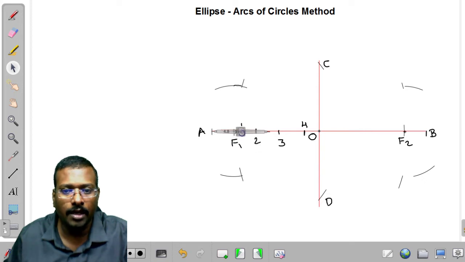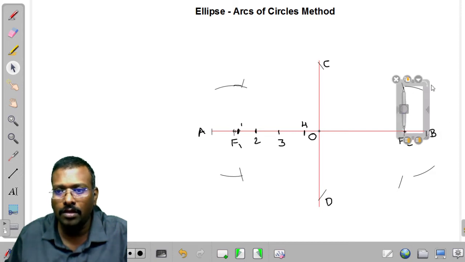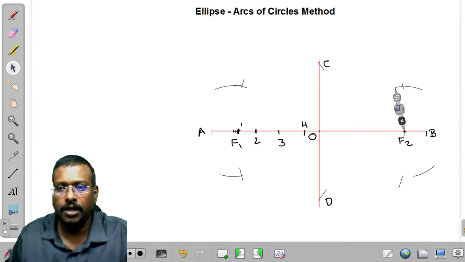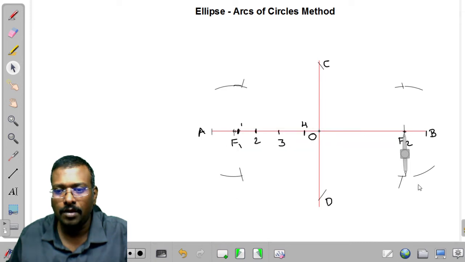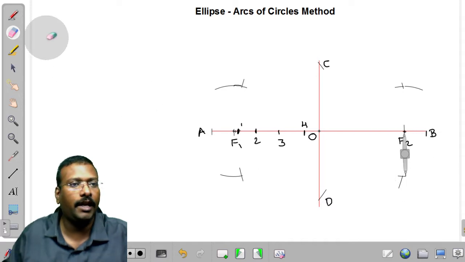Those arcs are related to A2 radius. So I am going to take A2 as radius, and bring it to F2 to cut the arcs. We'll cut the arc here as well as at the bottom. Now we got 4 points, if you consider the point as 2.